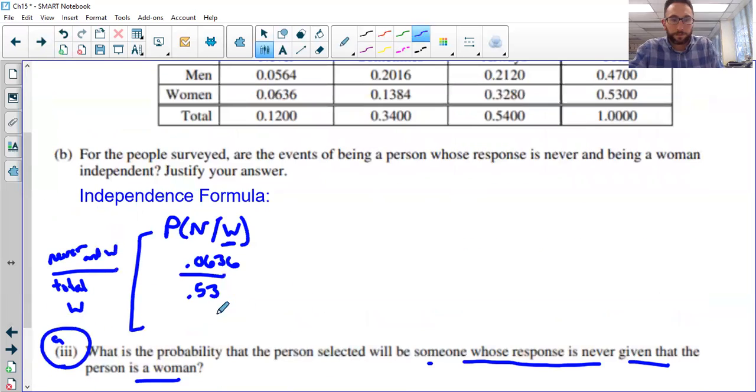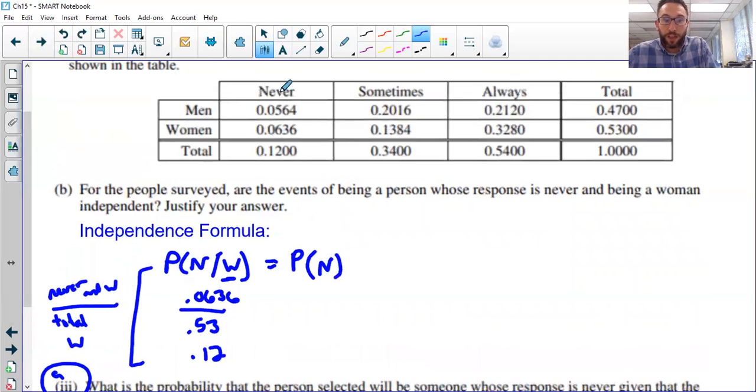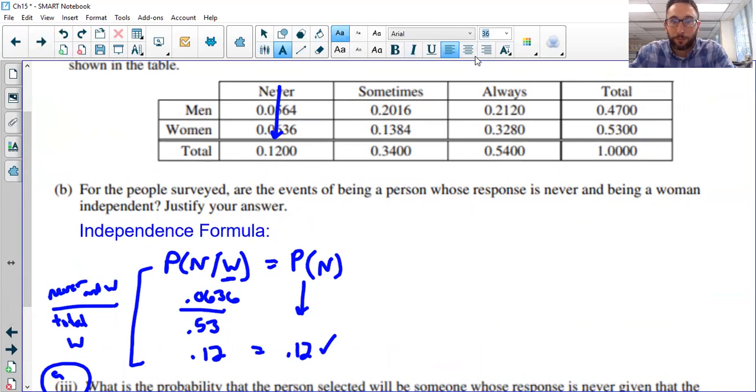And 0.0636 divided by 0.53 comes out to be 0.12. So based on the independence formula, if the response being never and being a woman are independent, then the given woman shouldn't matter. It shouldn't change the probability someone responded never. In other words, the probability of never given woman should equal the probability someone says never. And if we pull that from our table up here, we see 0.12. So these are equal.